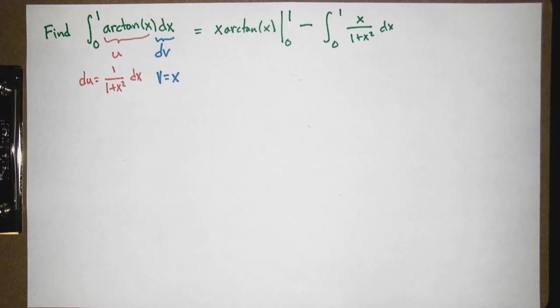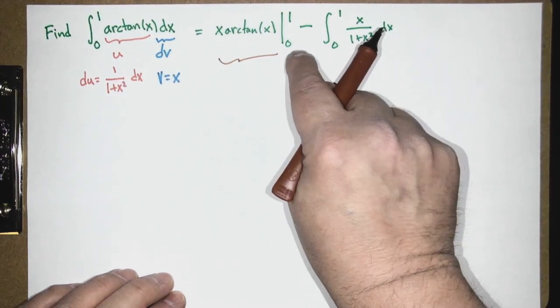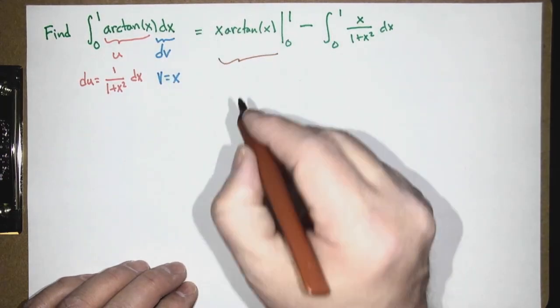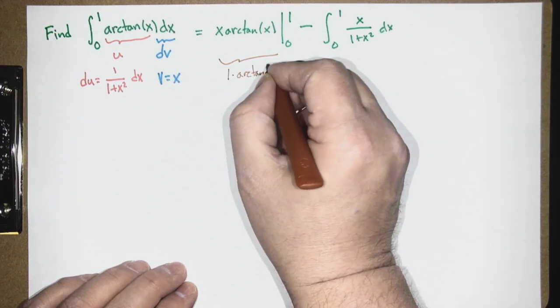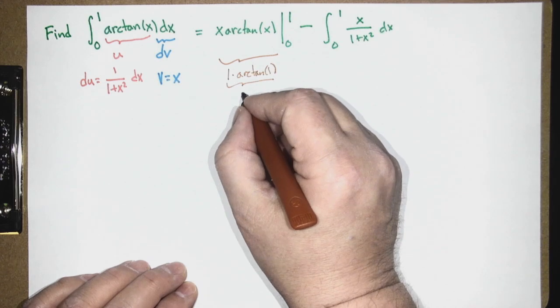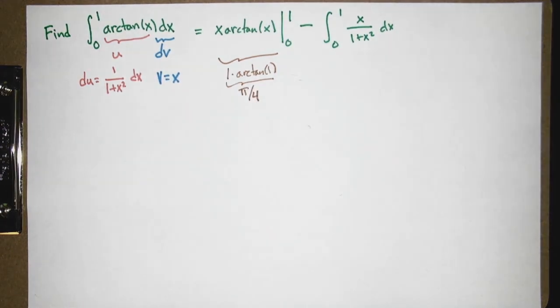Well, let's do the first piece, our evaluation here. The good news is when we plug in 0, what happens? We get 0. It's hard to recover from multiplying by 0. So we have 1 times arctangent of 1. Arctangent of 1, also known as? Pi over 4. Nice. So we've updated our problem.